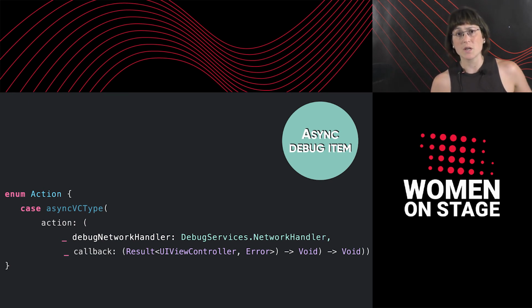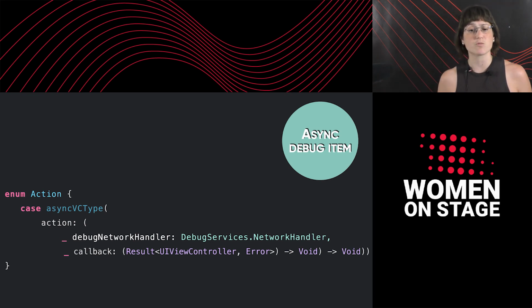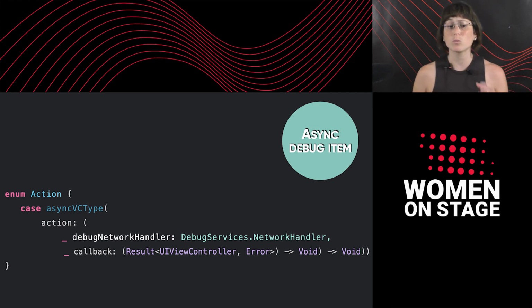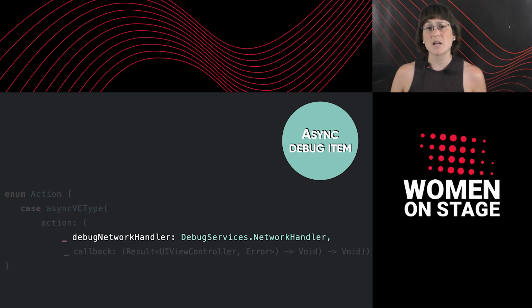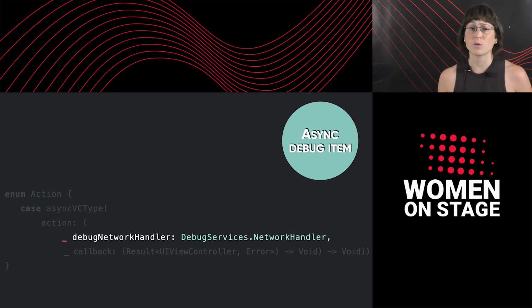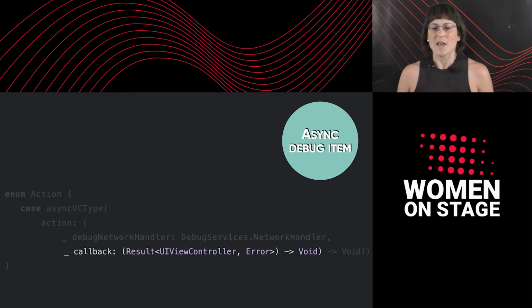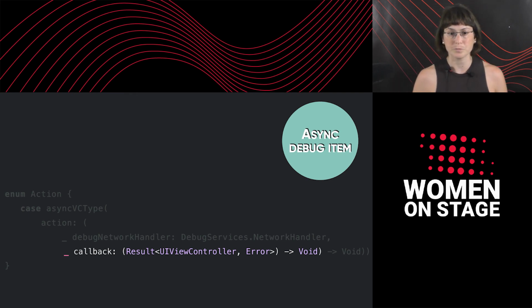What does it mean? It means that I can keep the structure of our debug screen. I don't need to change much. I just need to add a new case, and the representing view will know this specific case and what to do with it. I'm passing a network handler, which in the action will be used to perform the network call. And I'm also giving a callback, what to do when the network call is done.